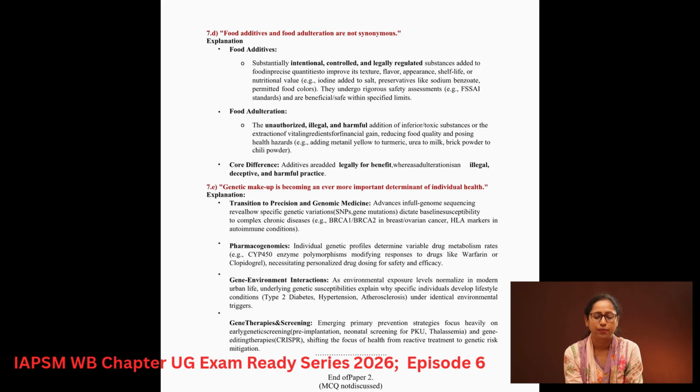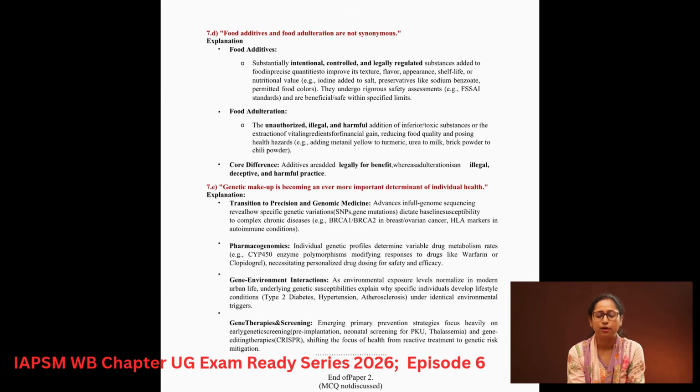Now, food adulteration, it is the unauthorized, illegal and harmful addition of inferior or toxic substances or the extraction of vital ingredient for financial gain, reducing the quality of the food and it poses health hazards. For example, adding metanil yellow to turmeric, urea to milk, etc. So, the core difference of additives and adulterants: additives are added legally for benefit, whereas adulteration is illegal, deceptive and gives some harmful effect.